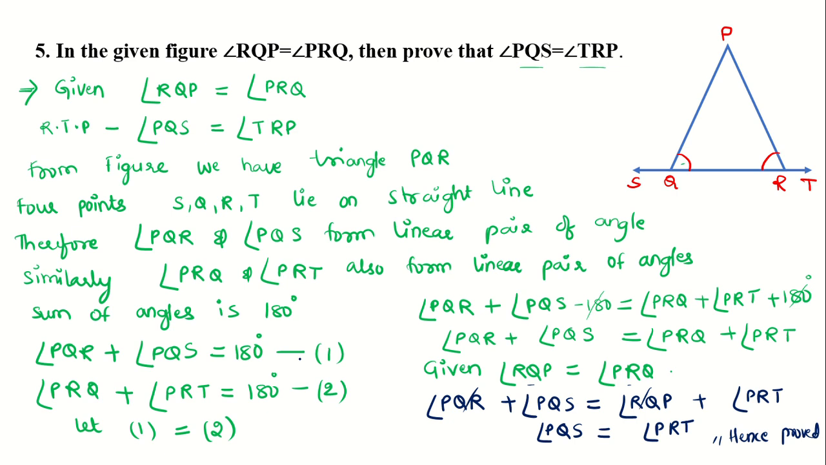Equation 1 is equal to equation 2. When you simplify this equation, you will get an equation. Then substitute the given angles from the question. It is given that angle RQP is equal to angle PRQ. After simplifying all this, at the last step we cancel these two as they are similar. At last you will get that angle PQS is equal to angle PRT. Okay.